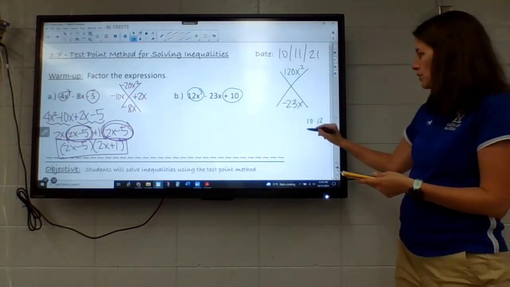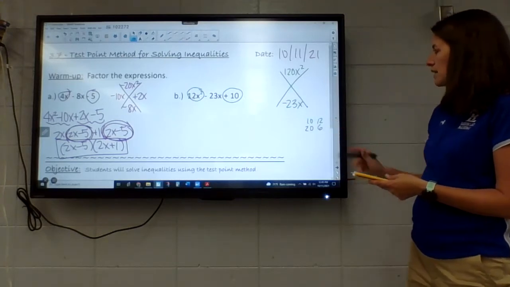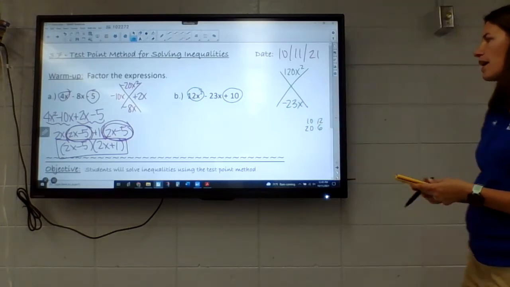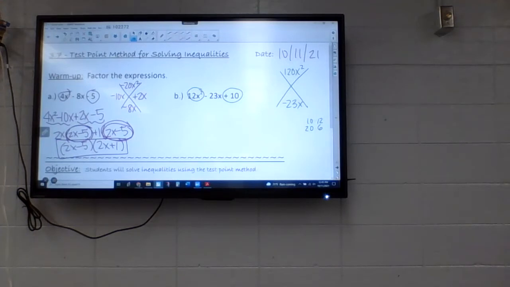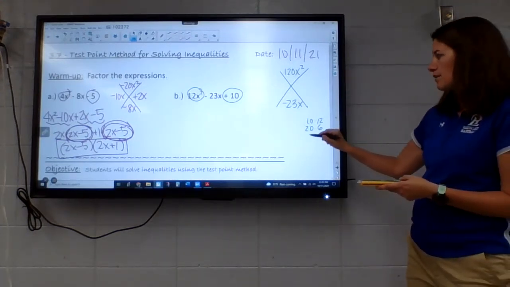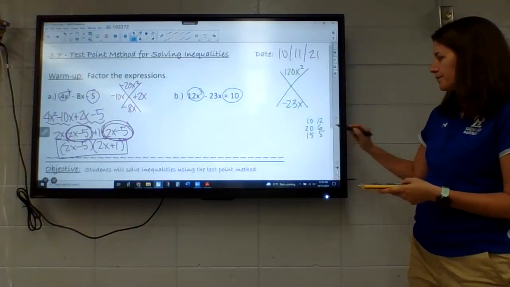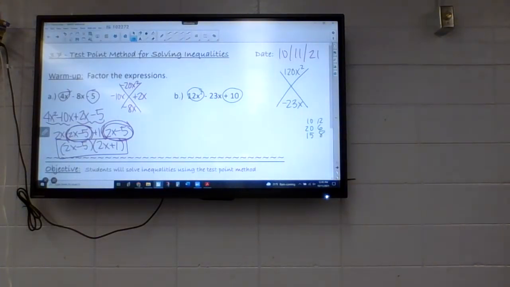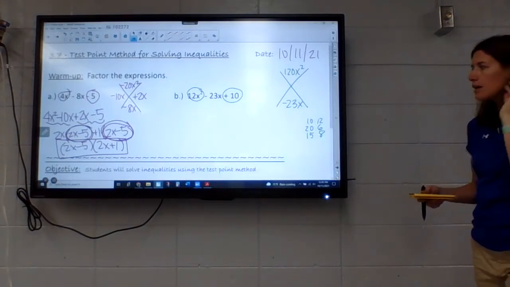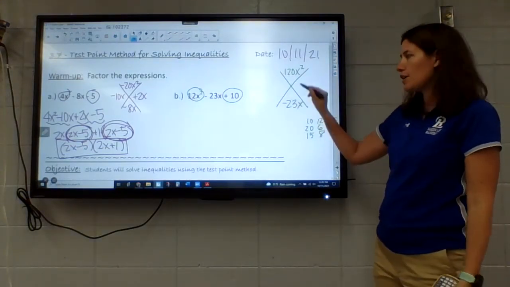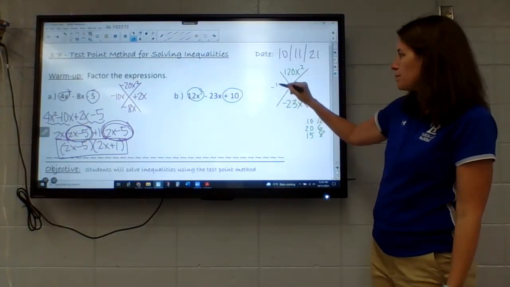If I do 20 and 6, I'm looking for factors that add to give me 23. And I think I found it, 15 and 8. So 15 times 8 gives me 120, but 15 plus 8 gives me 23. So in order to get my negative here, but my positive here, they can both be negative.